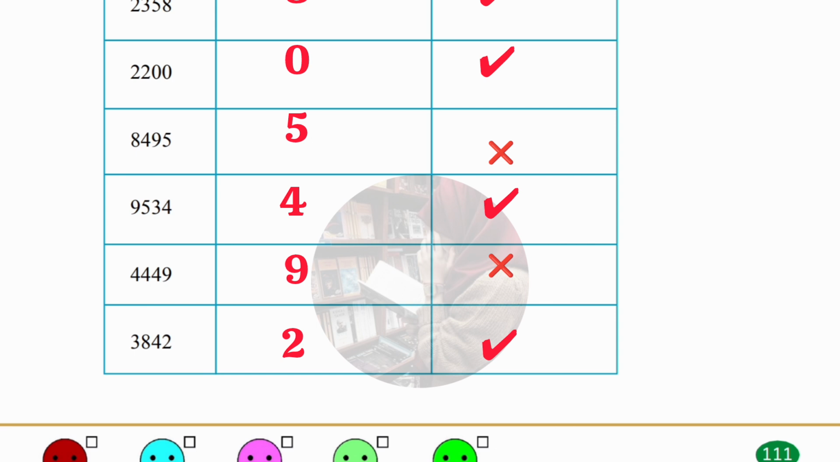Next one, 4449. 9 is an odd number which is in the ones place, so it is not divisible by 2. That's why put a tick mark. Next, the last number, 3842. 2 is an even number, so it is divisible by 2.